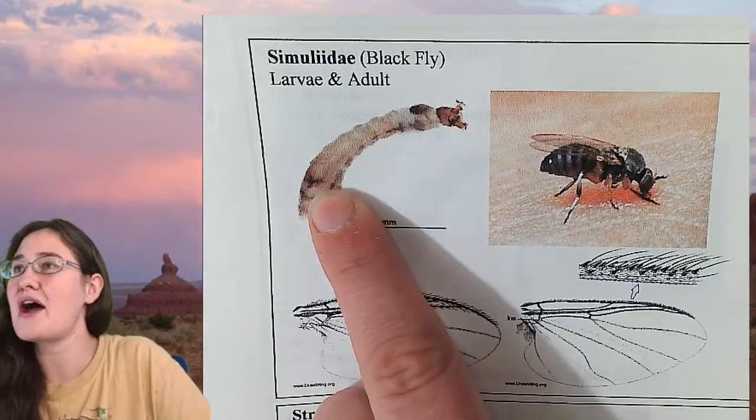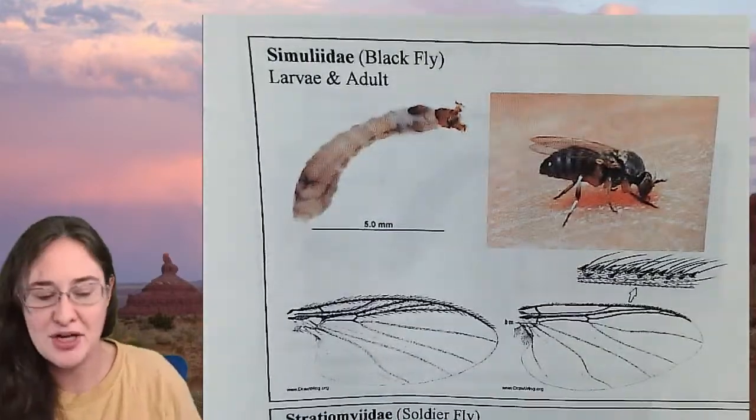These are our black fly larvae that look like a bowling ball. I wanted to show you that image.